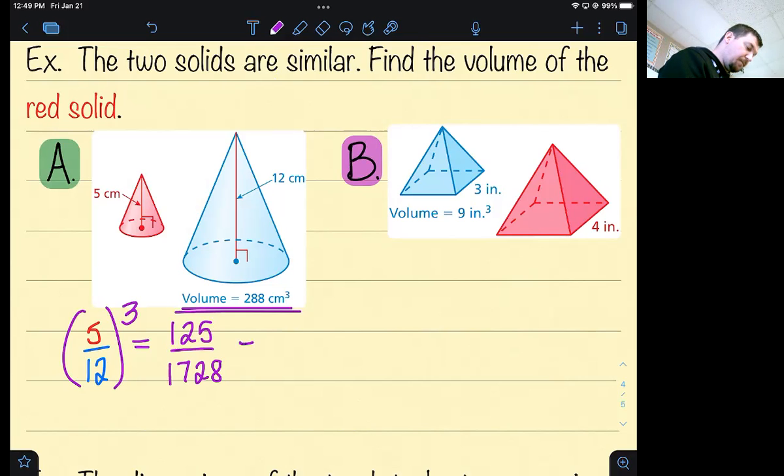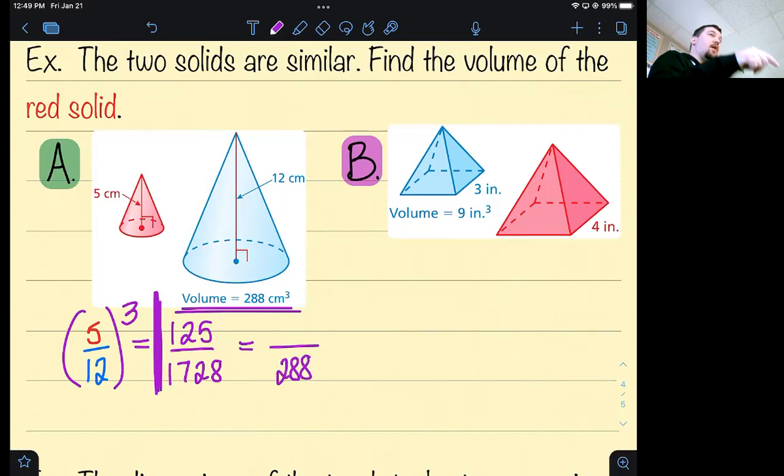And then now I'm going to finish my proportion. Okay, so I'm going to chop that off right now. This is a separate problem. I just don't have room to write both of them. Okay, so there's my volume ratio. If the blue cone has a volume of 288, where do I have to put 288, top or bottom, Julia? Bottom.